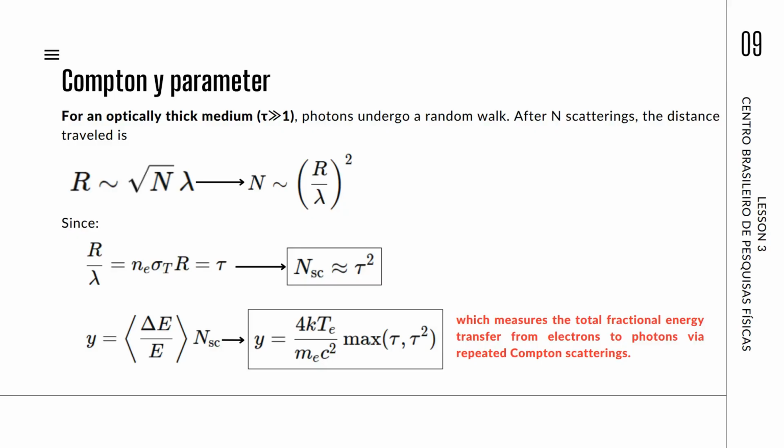So, in the other case now, for an optically thick medium, where we have tau much larger than 1, photons undergo what we call a random walk. And after any scatterings, the travel distance will be a function of the square root of the number of scatterings times the mean free path. Do you remember this from Brownian motion?